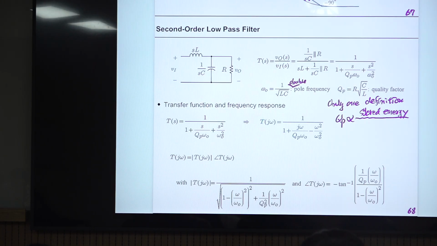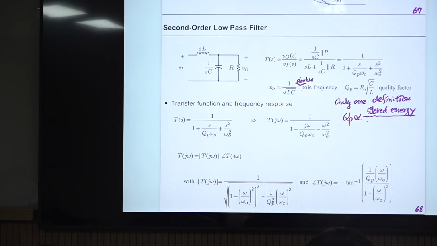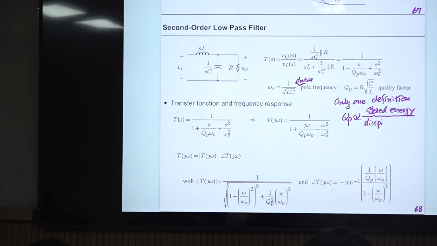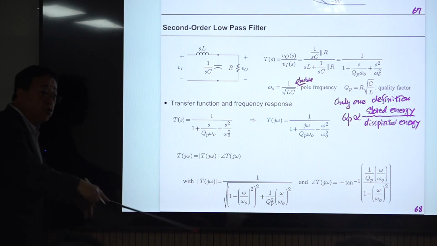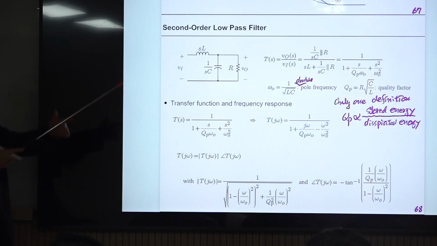This is stored energy divided by dissipated energy, or consumed energy. For our electric circuit, this energy is stored in L and C. For the mechanical system, it is something else, some mass or some rotating thing. But the definition remains the same.